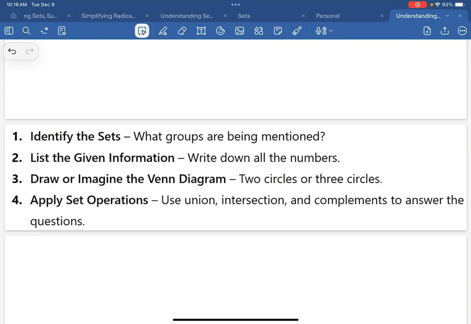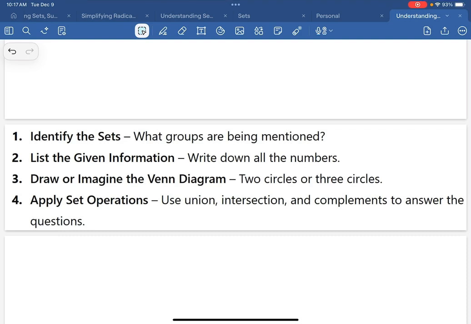And here's a step-by-step strategy in solving word problems on sets. Now, every word problem involving sets follows the same logic, and remember these four steps. First, identify the sets. Now, what groups are being mentioned? Second, list the given information. Write down all the numbers, and if you want to add colors or highlights for you to be organized, sure, that's totally fine.